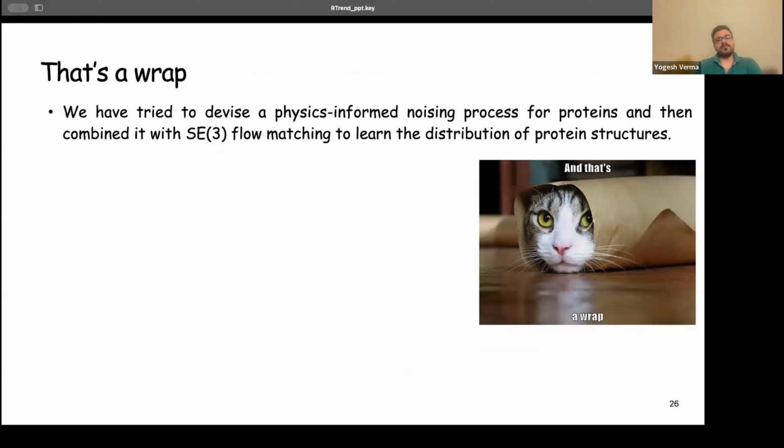And finally, that's a wrap. So we have tried to devise a physics-informed noising process for protein structures for now, and we combine it with SE3 flow matching and try to learn the distribution of these protein structures.